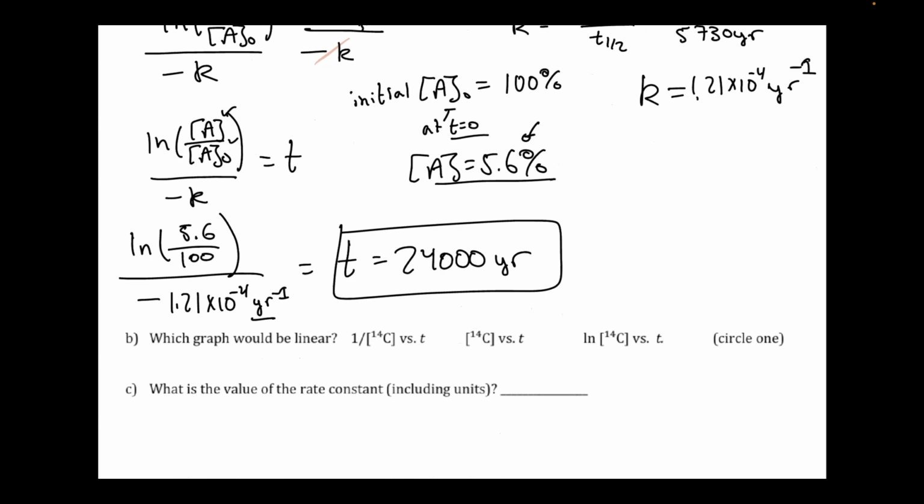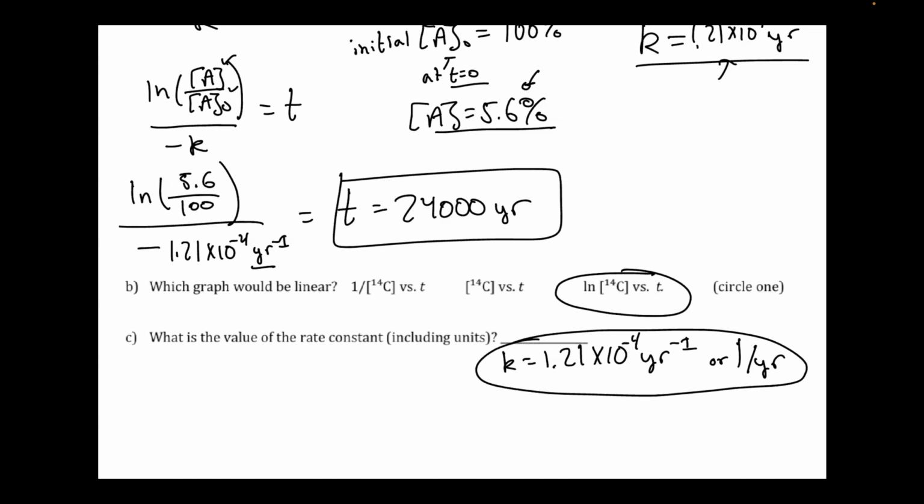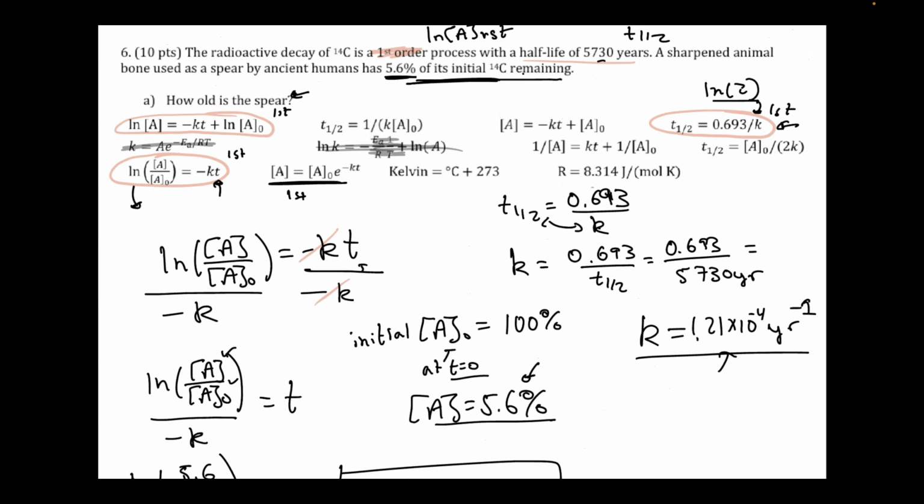The next step, which graph would be linear? Well, since it's first order, that means ln versus t has to be linear, so nice and simple. What is the value of the rate constant, including units? Well, we solved for that back here. So in this case, k is equal to 1.21 times 10 to the minus 4 years to the minus 1, or 1 over years if you prefer for the unit there. So once you know the order, generally it's just plug into the appropriate spot. Remember this trick that only applies for first order processes where you don't actually need to know the concentrations in molarity, you just need to know the relative percentages.